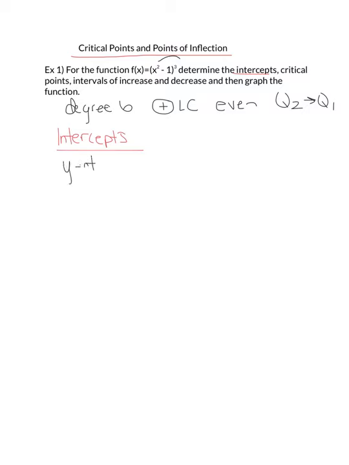It doesn't matter what order you do this in, and to do that I'm going to make x 0. So when I do that, I get f of 0 is equal to 0 minus 1 cubed, which is going to give me negative 1. So I do know that I have this critical point at 0, negative 1.